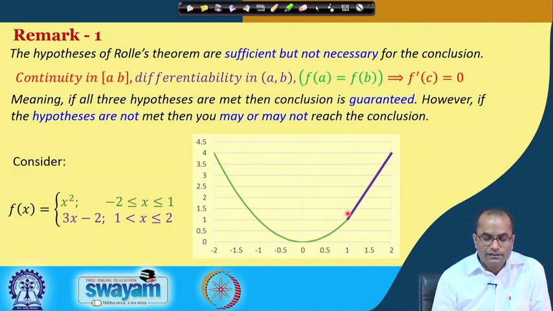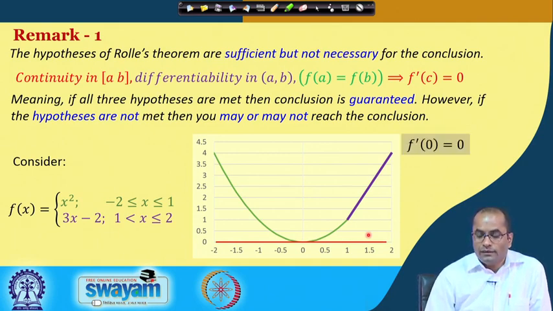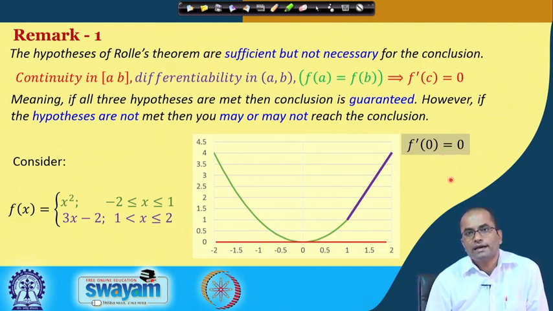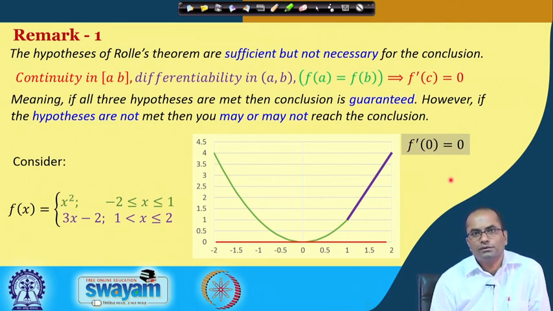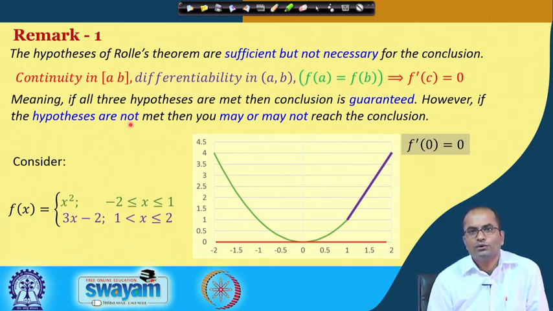But what is interesting in this case, all the hypotheses are not met because the function is not differentiable at this point. But there is a point here, 0, which you can easily compute again from this x square, the derivative is 2x and at x equal to 0, the derivative will become 0. So, here f prime at 0 is 0. So, the derivative vanishes or the tangent is parallel to the x axis in this case, though the function was not differentiable here. So, exactly what we have said, if the hypotheses are not met, the function may or may not reach the conclusion. So, in this case it is reaching the conclusion, but this is not because of Rolle's theorem.